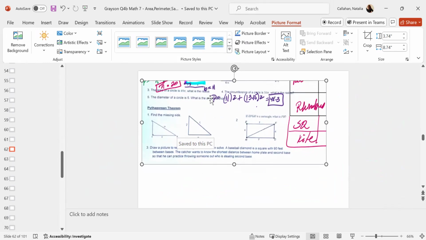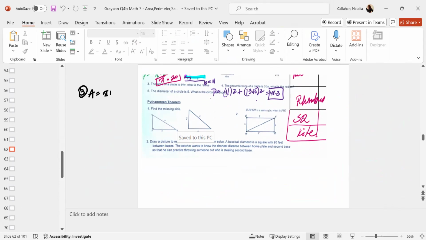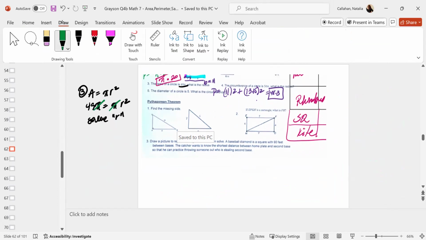The area of the circle is 49 pi. What is the radius? So number 3. Area is pi r squared. If the area is 49 pi, you just solve for r. Pi and pi cancel. 49 equals r squared. What's the square root of 49? What times itself equals 49? So remember that. 7. There you go.